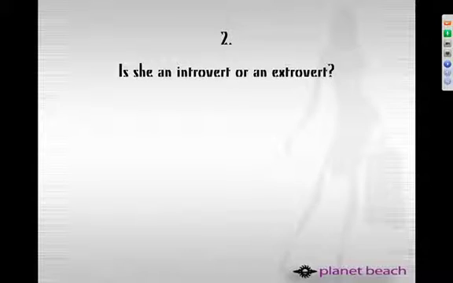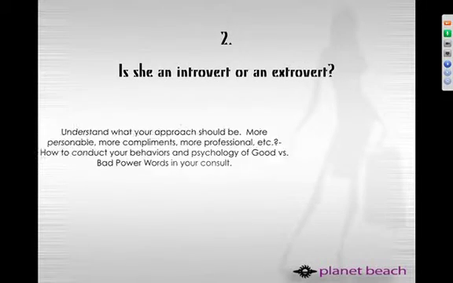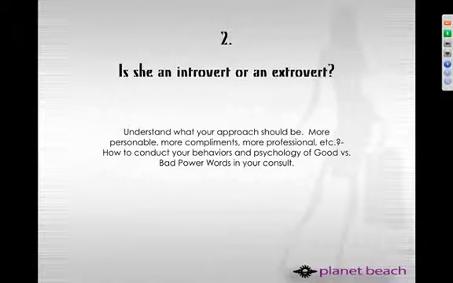Second thing that we're going to go over, is she an introvert or an extrovert? This is important for you when you're training on the relationship building part and aspect of the sales process. Tie this into the basic read skills as well. Understand what your approach should be. More personable maybe, or more compliments, more professional, so on and so forth. How to conduct your behaviors and psychology of good versus bad power words in your consult.